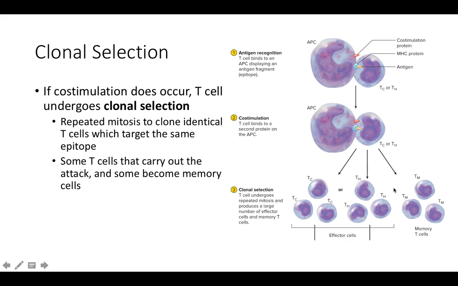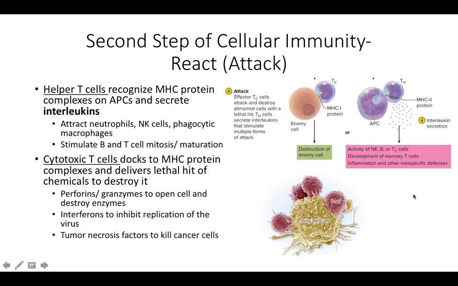Okay, so this T cell is going to be cloned through repeated mitosis to create identical T cells that all target this same epitope. Some of those T cells will carry out the attack, like these guys. I mean, cytotoxic T cells are the only ones that really carry out an attack, but helper T cells are involved in that process. And then we also get these memory T cells. Okay, so we skipped ahead a little bit, but that is an overall recap of the second step of cellular immunity, which is the attack itself.